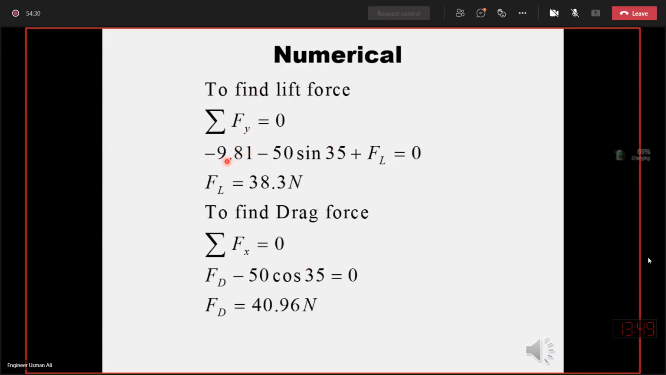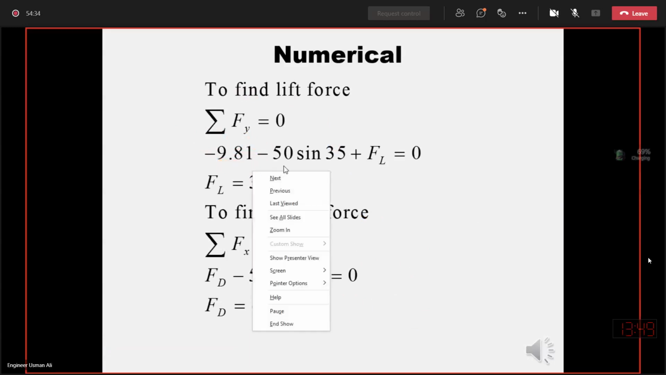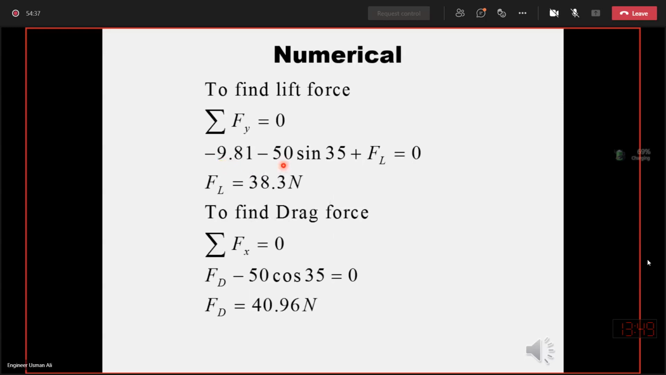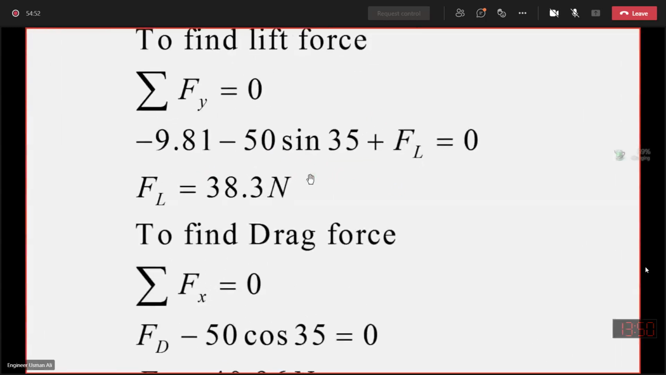and the negative y-axis the negative sign. So W weight is acting downward, it is minus 9.81, and the component of the tension force in downward direction, that is 50 sine of 35 degrees with the negative sign, and FL is acting in the upward direction, positive y direction, this is with the plus sign. So if you solve it, it comes to be 38.8 newtons.